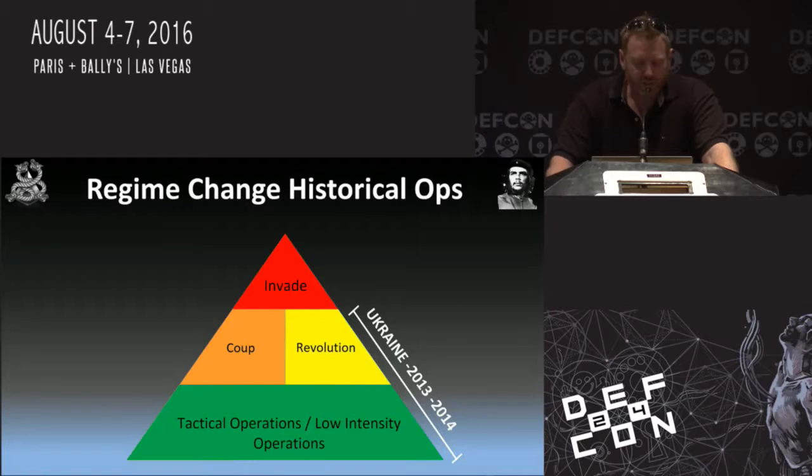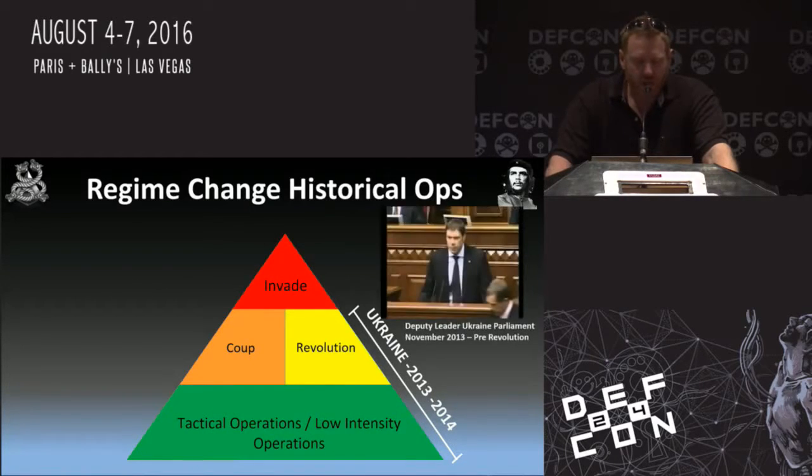So if those fail, we have the revolution, which we saw in Ukraine. And the picture there is the deputy PM in 2013, before the revolution, complaining that the American government were doing exercises called Tech Camp, and they're actually teaching the people of Ukraine how to organise protests via Twitter and Facebook. And he's complaining that the American government are causing the revolution before it happened.